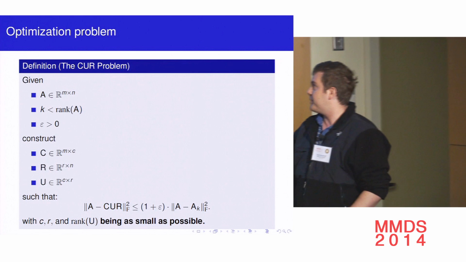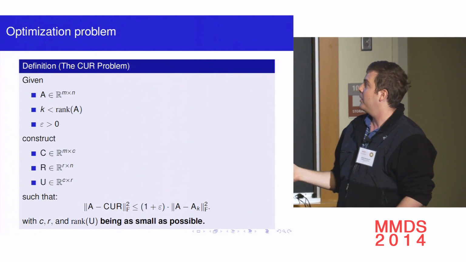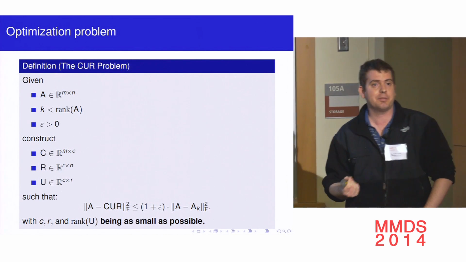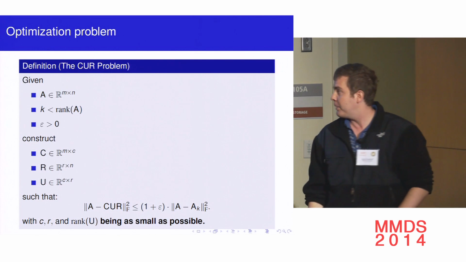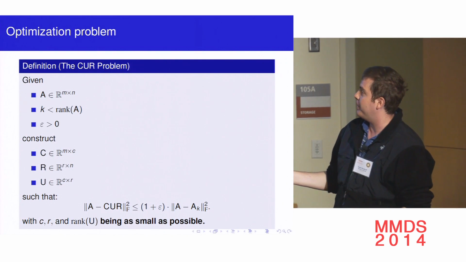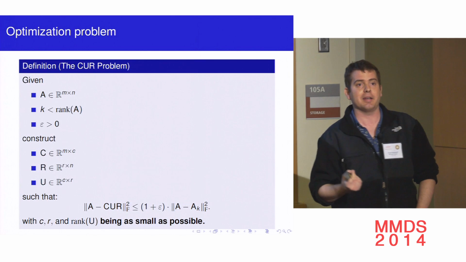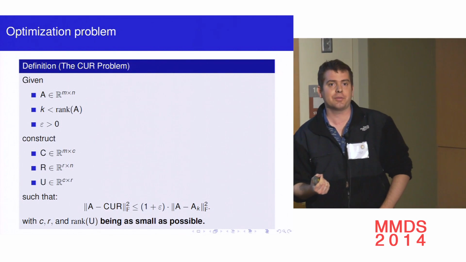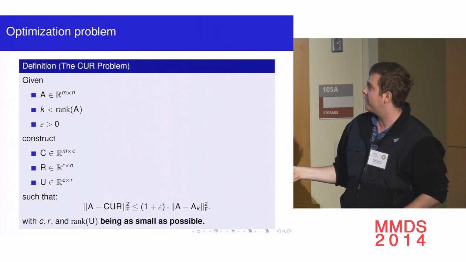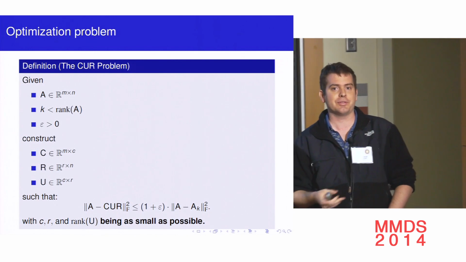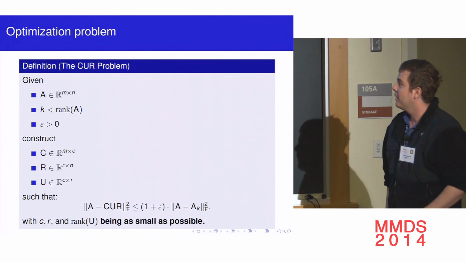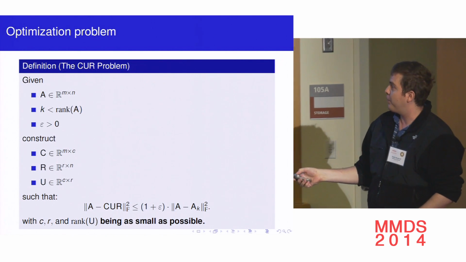And in general, it's not going to be possible to have C and R have k columns and rows. They're going to have to be a little bit larger. But we would still like the rank of U to be very small. We would like it to be k. And in this sense, we're comparing a rank k matrix CUR to a rank k matrix A sub k, as opposed to, say, a bicriteria solution. So we'd like to minimize these three parameters.